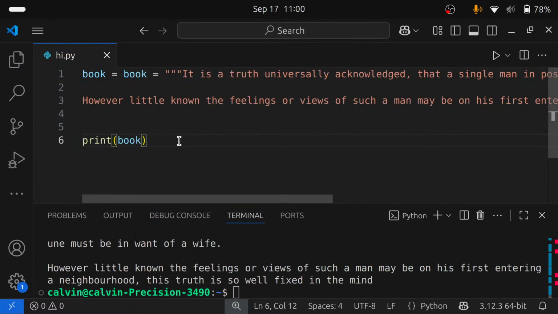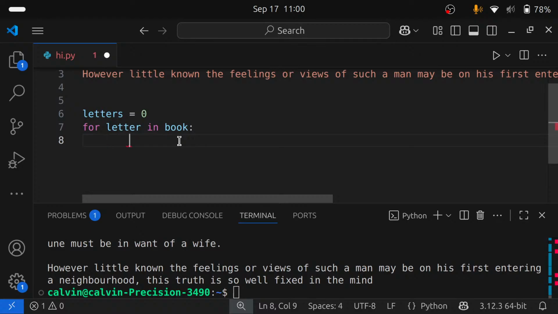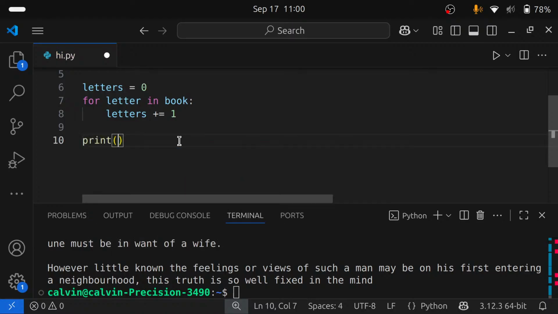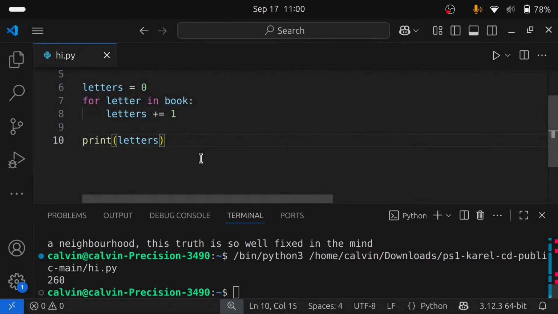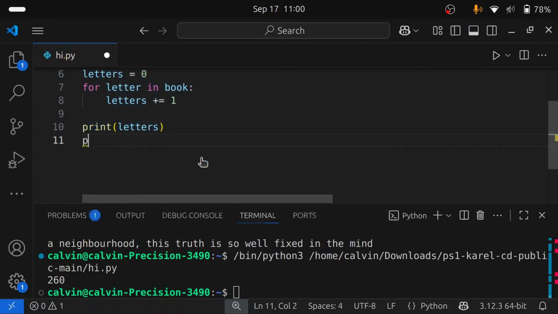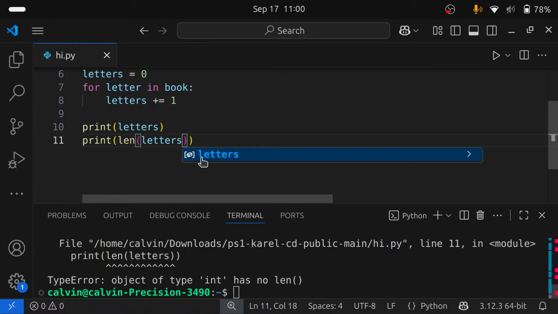First try. Okay, so previously I did letters equals 0, for letter in book, letters plus equals 1, print letters. So there's 260 letters there. That's one way to do things. Here's the easy way. You just ask for the length.